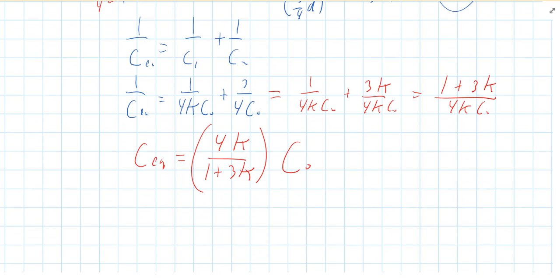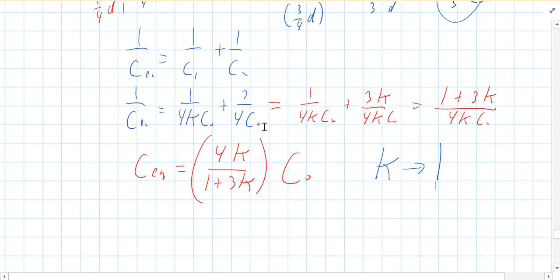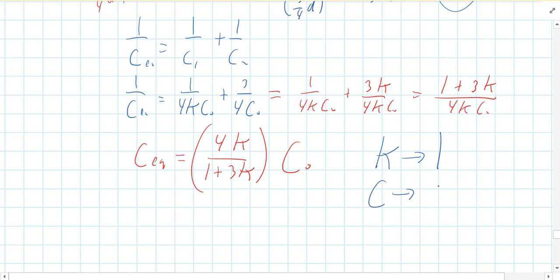Now, a note on this. Whatever answer I get, if I set the dielectric strength equal to 1, in other words, it's as if I never added a dielectric at all, well, then my capacitance better turn into C naught. Is that true here? Well, if I put 1 for the dielectric strength, 4 times 1 divided by 1 plus 3 times 1 is 4 over 4, which is 1. And so that's true. So that's a way to check to see if the answer you got could even physically make sense. If you make the dielectric strength 1, your C should be C naught.